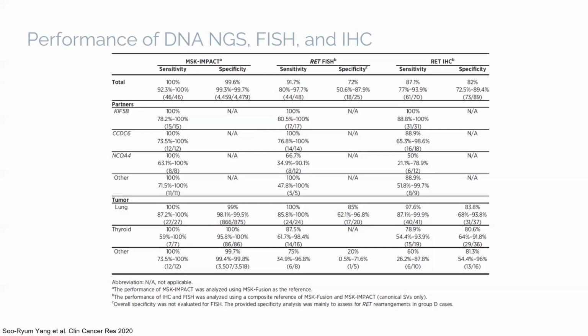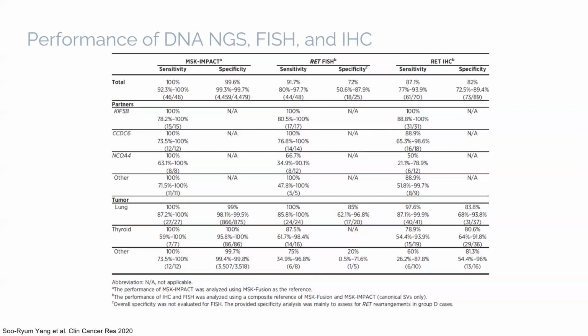And the reason behind the low specificity of FISH in the study was that we looked at the RET rearrangements detected by DNA-based NGS that didn't result in fusions by FISH as well. And indeed, FISH did confirm that there were rearrangements in these cases.